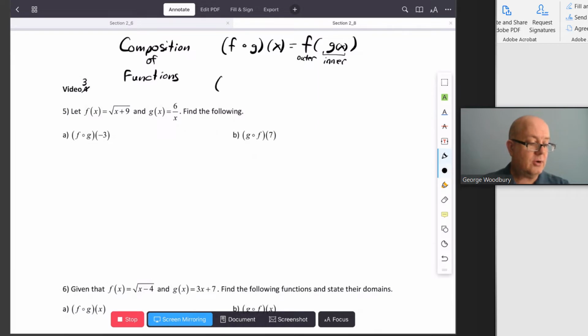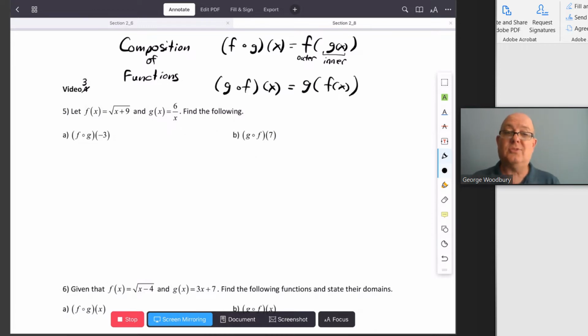Now the order matters here because g of f of x means that we're going to substitute f of x into g of x, and usually that gives us different results, although it won't always do that. So keeping track of the order is really important.